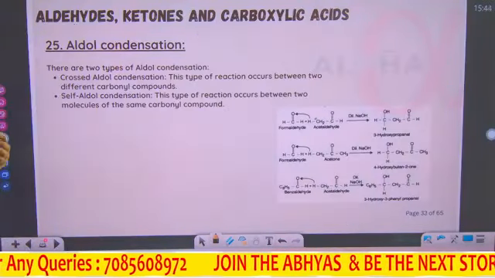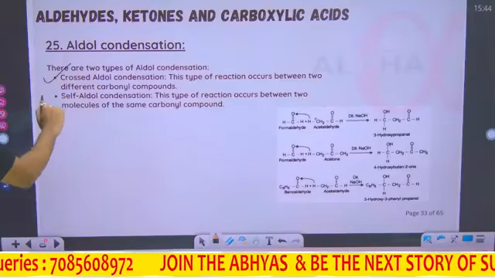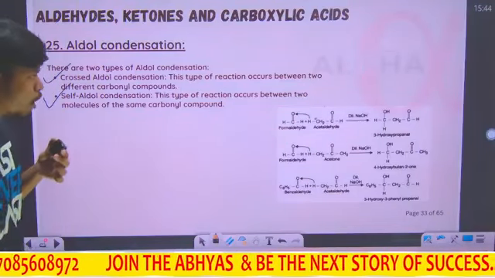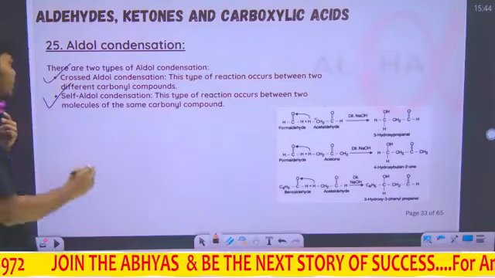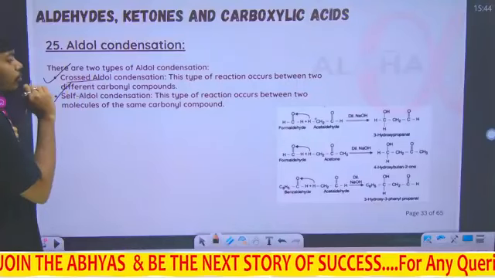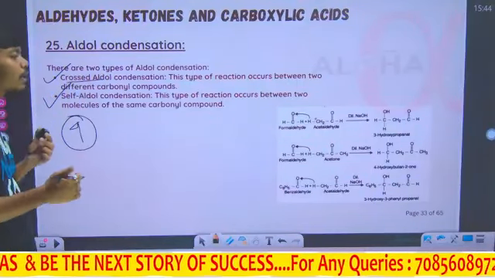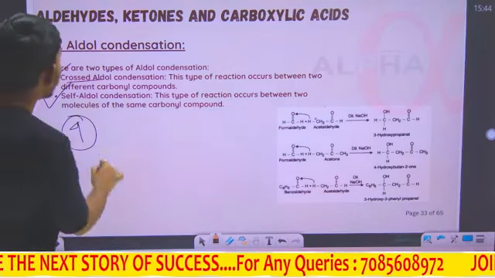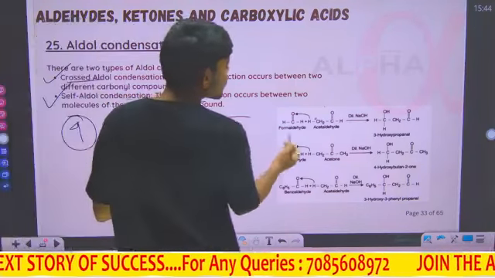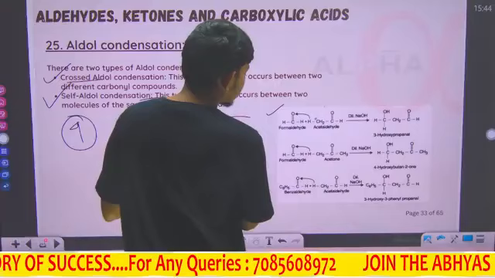Moving on. There are two types of aldol condensation: crossed aldol and self aldol. Cross aldol, I know you don't like cross aldol because a lot of products are formed. There are a total of 4 products in cross aldol. Why, when, how? Let me show you. And self aldol, we have already studied self aldol.